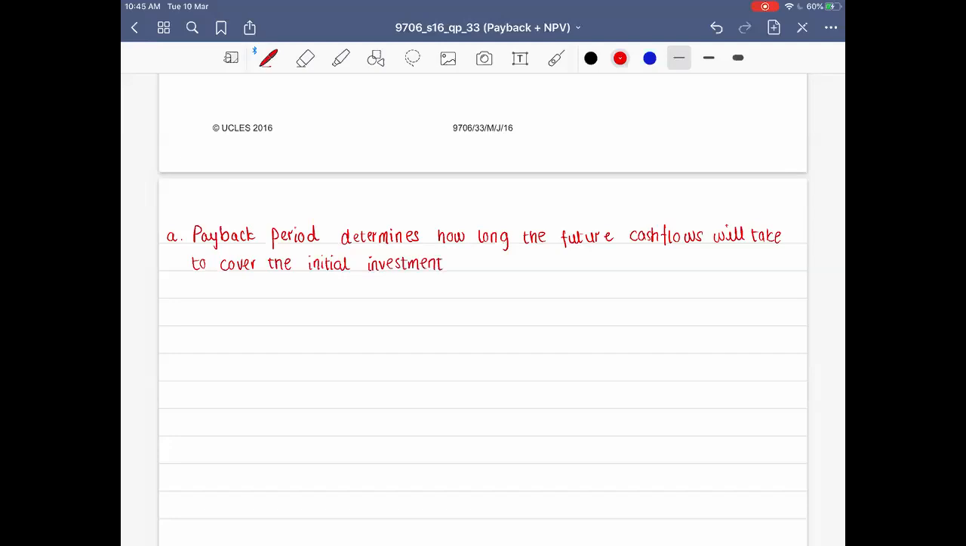It does not consider cash flows beyond the payback period, and does not take into account the time value of money.